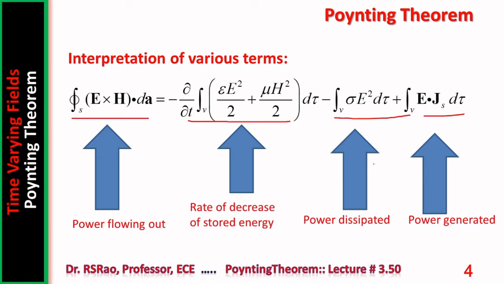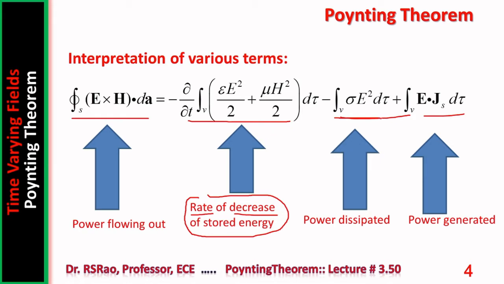See, the first one can be recognized as something related to energy storage in the fields. ∂/∂t is there, therefore it can be interpreted. The first term on the right hand side can be interpreted as the rate of decrease of stored energy. The minus sign is there, therefore it is a decrease. ∂/∂t is there, therefore we can consider it as a rate. Then ε E²/2 and μ H²/2 are the stored energy densities. Therefore, all put together, we can say it is the rate of decrease of stored energy.